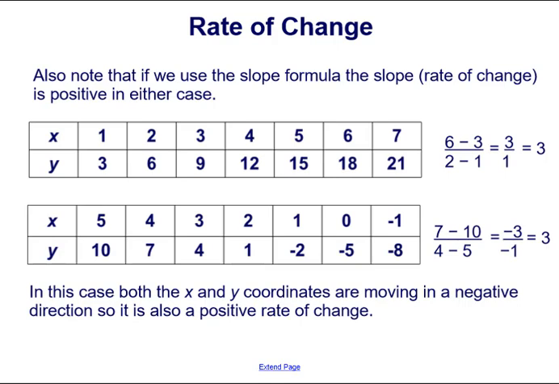Now also note, if we use the slope formula, or the slope for the rate of change, it would be positive in either case, right? It would confirm in the first table, if we use the points 1, 3, and 2, 6, in the slope formula, we get a positive 3. If we use the points of 5, 10, and 7, 4, we also get a positive 3. In this case, both the x and y coordinates are moving in a negative direction, so it is also a positive rate of change for that second table. So you have those positive rates of change because it's confirmed with the slope formula, or it's just the movement is the same.